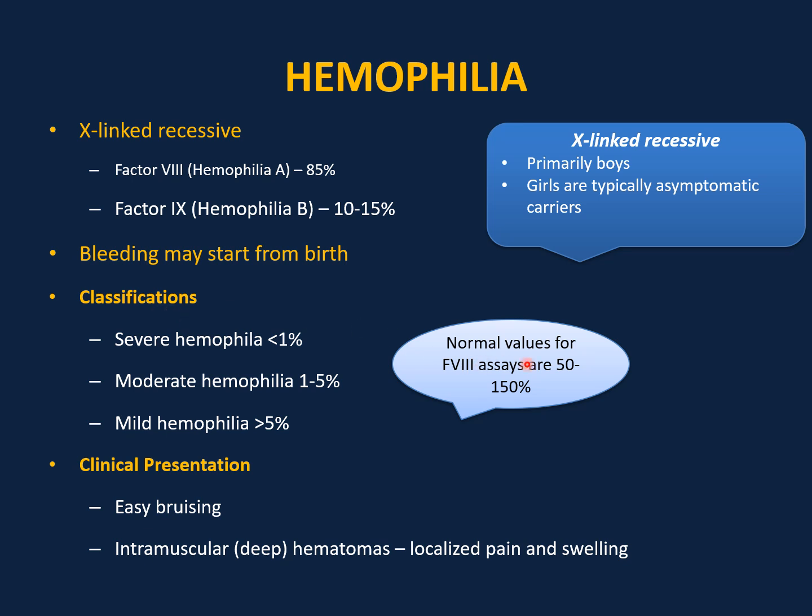Classifications: you need to know the normal value of factor 8 assay, which is 50 to 150%. Severe hemophilia occurs when factor 8 is less than 1%. Moderate hemophilia occurs when factor 8 is 1 to 5%. Mild hemophilia occurs when factor 8 is more than 5%. Clinical presentation: easy bruising, intramuscular deep hematomas, which will present as localized pain and swelling.